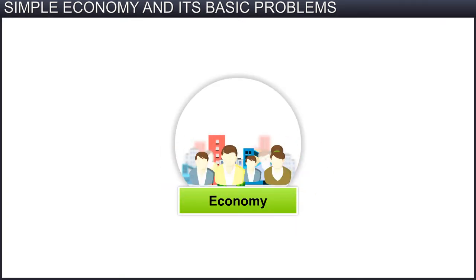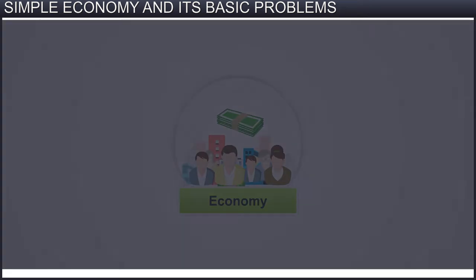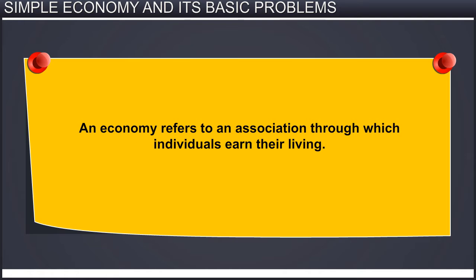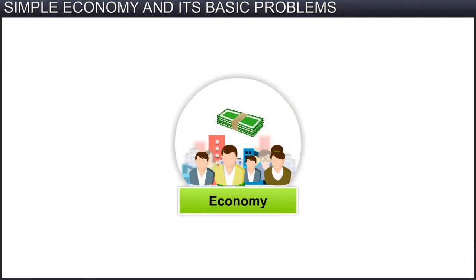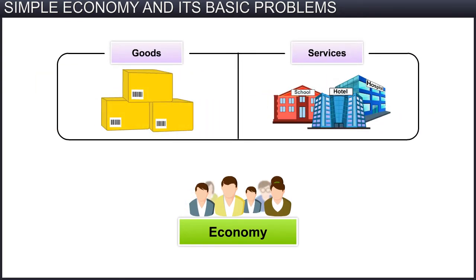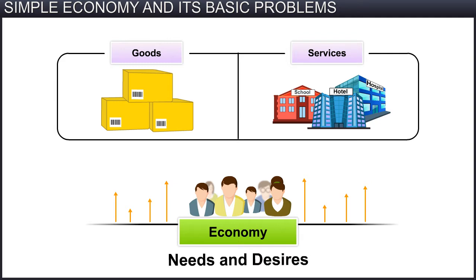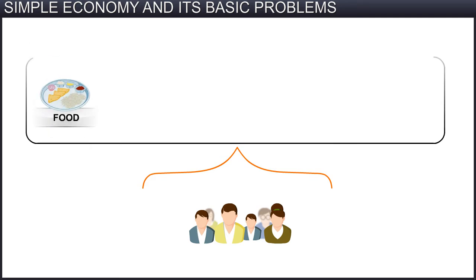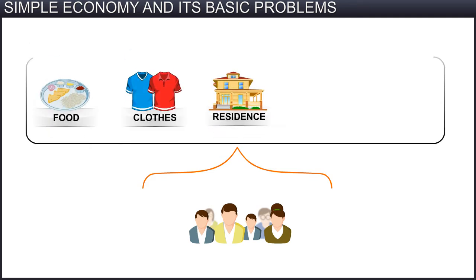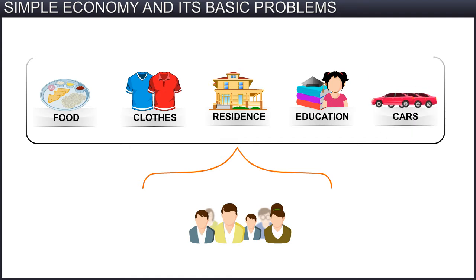An economy refers to an association through which individuals earn their living. Individuals in an economy or society need various goods and services to satisfy their unlimited needs and desires. An individual generally needs to have food, clothes, a residence, education for their children, a car, and so forth.